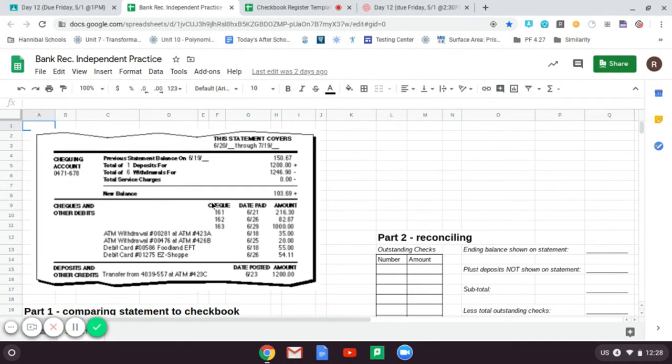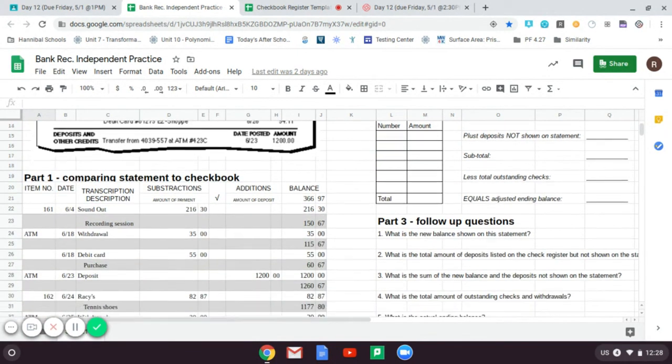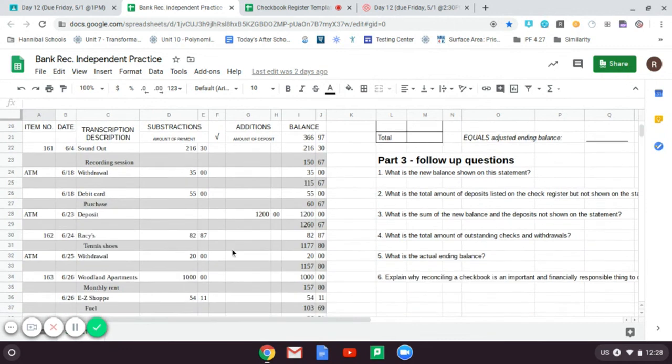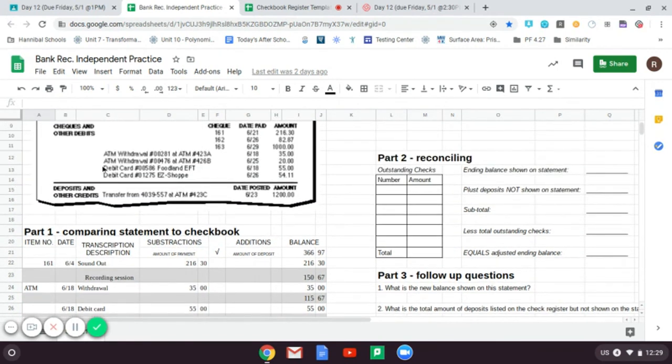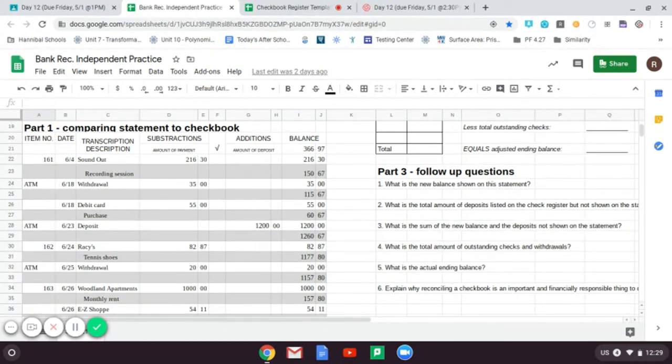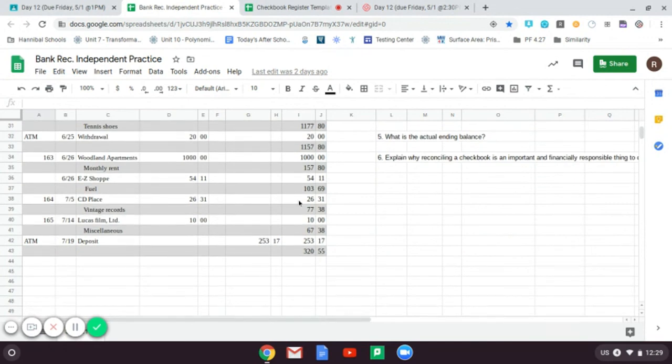Then there's some checks down here, ATM withdrawals. Okay, so again, the idea is the same. The main components are there. Then down here, part 1, comparing the statement to the checkbook. Okay, go through that process, checking off the things that are on the statement, figure out what's not there, and that's when you go to this reconciliation stage. Okay, then a few more follow-up questions.